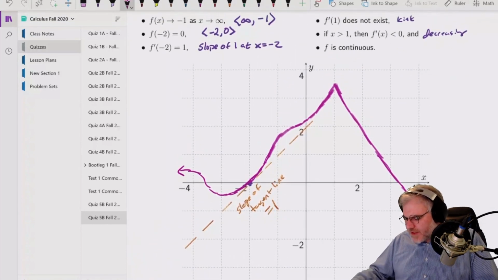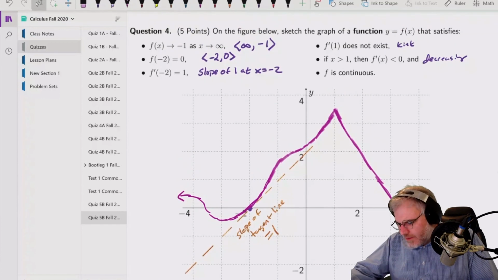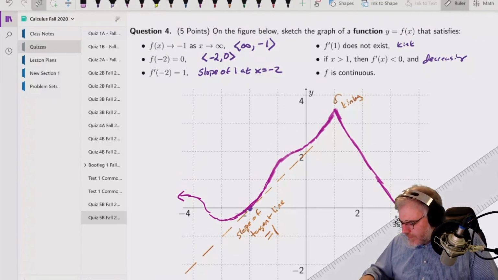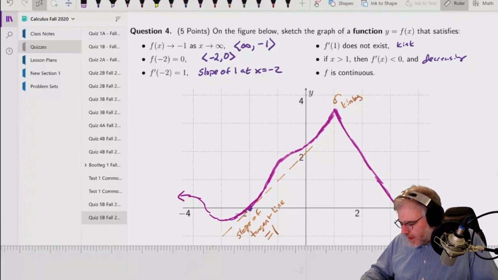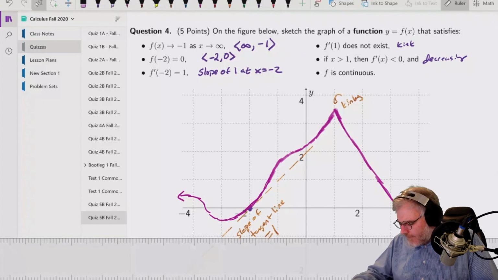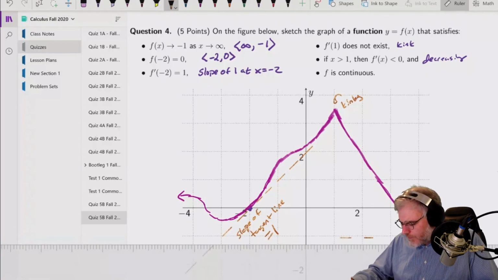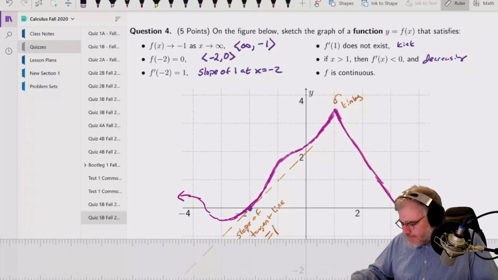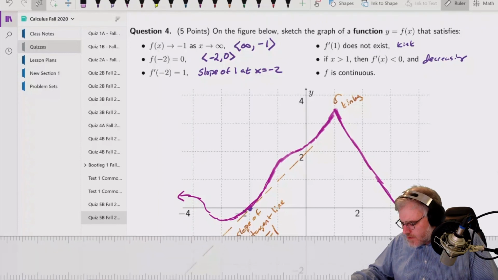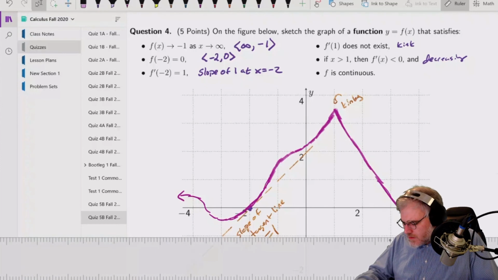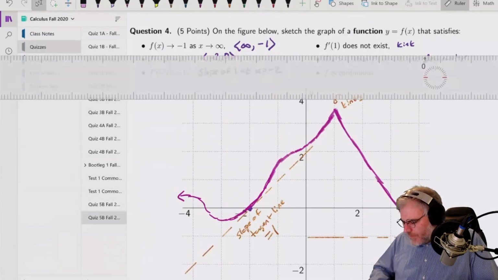And now what I'm going to do is just check. And I'll write a little kink here. I'll put a horizontal tangent line. Not a horizontal tangent line, an asymptote line right here. A little low. Yep, and there it is.